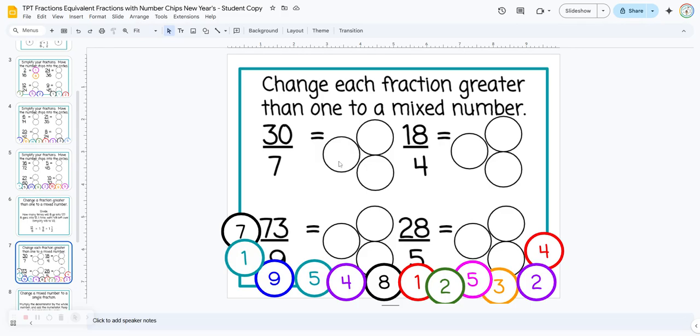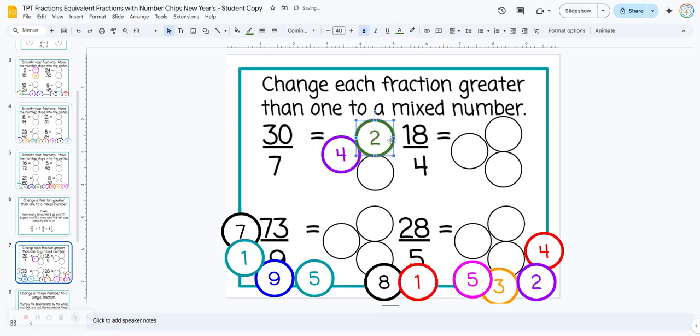So here are their whole numbers here on the left. So 7 goes into 30 4 times, which is 28, and that means they have 2 7ths left over. And they have to remember that they may have to go ahead and simplify once they get this fraction.